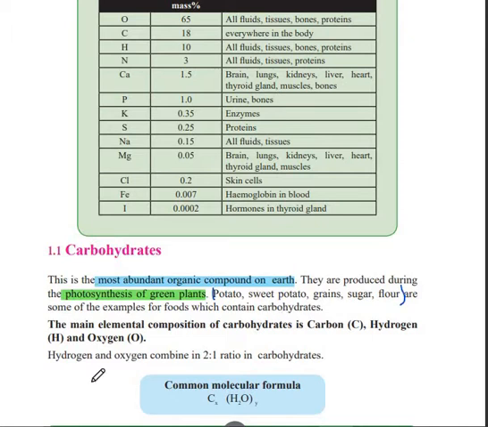Okay, now let's go to the composition. That means the main elements that are present in carbohydrate. Do you know what the main elements in carbohydrates are? Here see students, the main elements of carbohydrate are carbon, hydrogen and oxygen. In this, hydrogen and oxygen combine in a 2:1 ratio. In what ratio? 2:1 ratio.